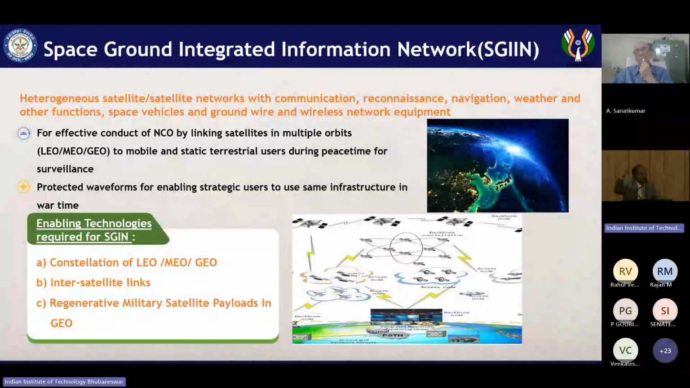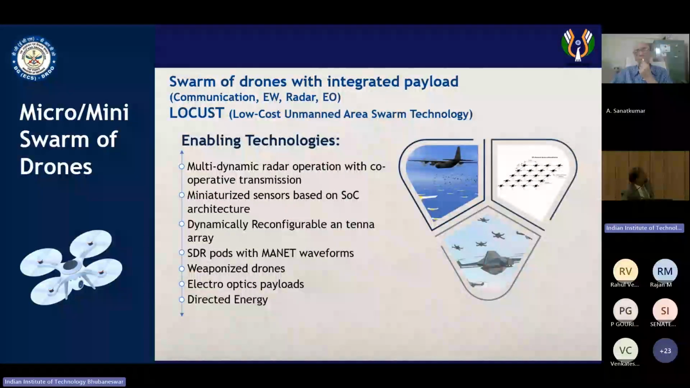All your war is going to be fought with satellites. Your radar will be on the satellites. Your camera will be on the satellites. Your telescopes will be on the satellites. Your SIGINT system will be on the satellites. So this is going to be the future of warfare, and that's the reason we attack the space. And of course, this is most important, which is called the swarm of drones.